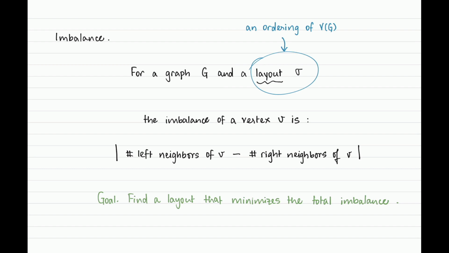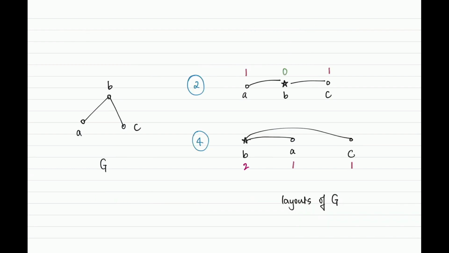Okay, so with that said, let's take a look at a quick example just to make sure that we are on the same page about the definition of imbalance. So here we have a graph to the left, which is just a P3. It's a path on 3 vertices. And there are 6 possible layouts to consider. Let's just look at 2 of them which have contrasting properties in terms of imbalance. The first one feels natural.